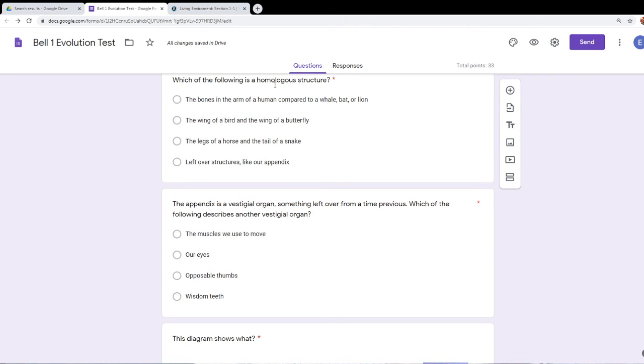All right, which of the following is a homologous structure? So remember what homo means, that prefix. Is it the bones in the arm of a human compared to a whale, a bat, or a lion? The wing of a bird and the wing of a butterfly? The legs of a horse and the tail of a snake? Or leftover structures like our appendix? Which one of those would be the homologous structures?